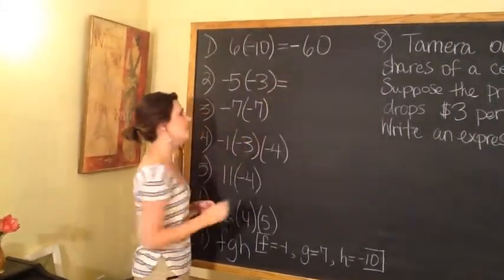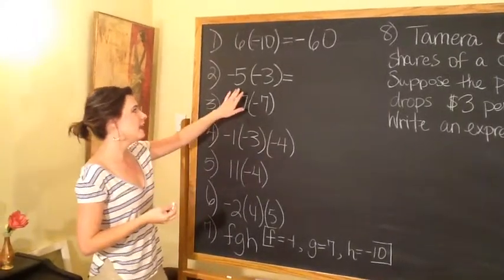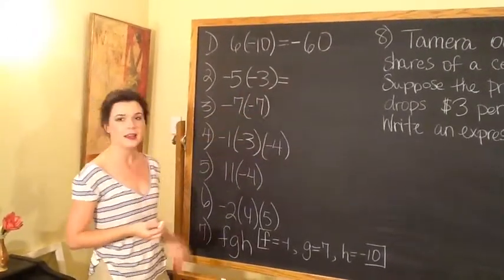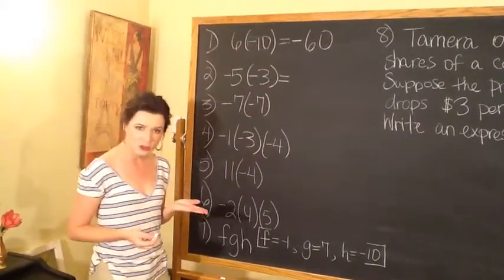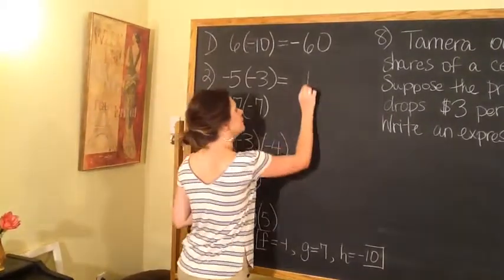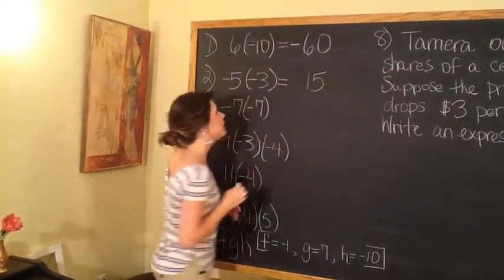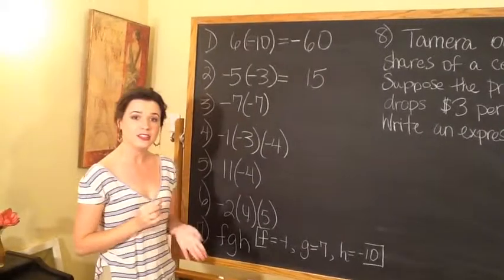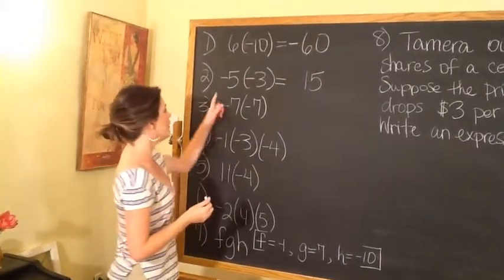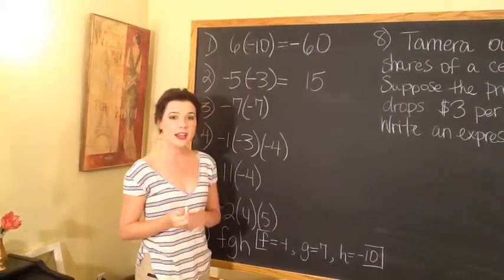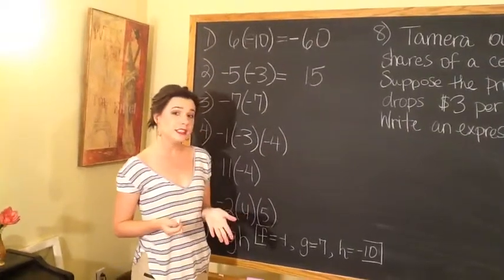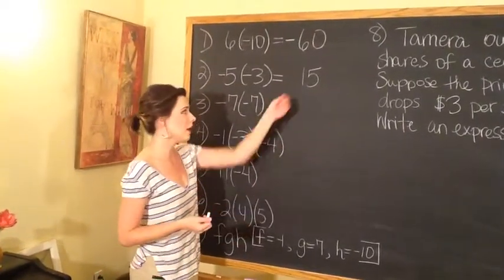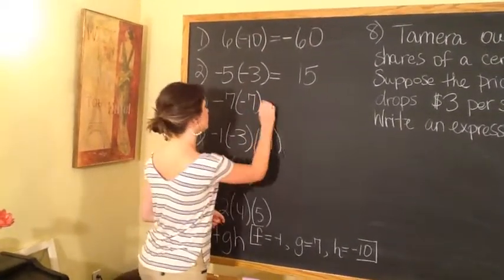Let's look at example number 2. We have negative 5 times negative 3. I'm going to first multiply across, so 5 times 3 gives me 15. Now I'm going to count up the signs to see if my answer is going to be positive or negative. I have 1, 2 negative signs. Since 2 is an even number, our answer is going to be positive. So I'll leave it at 15.